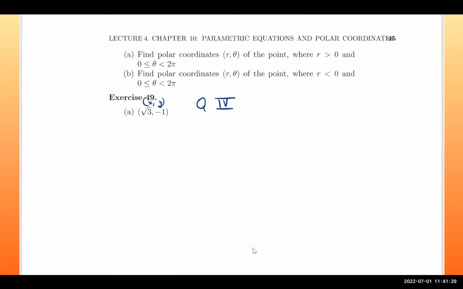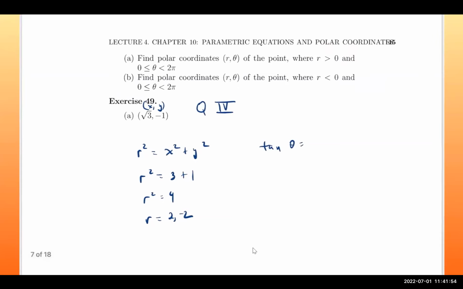Okay, so now we're going to use the other two sets of formulas, which is r squared equals x squared plus y squared, which means that r squared is equal to 3 plus 1. R squared is 4. R is positive 2 or negative 2, depending on which part we're doing. We're doing part A, so we want positive 2 for the first part.